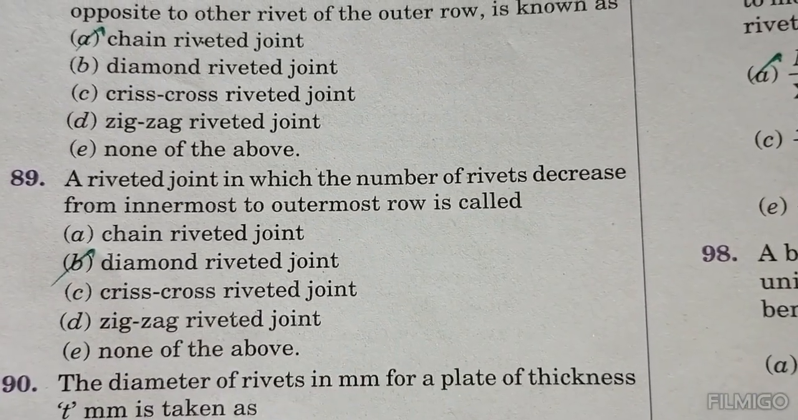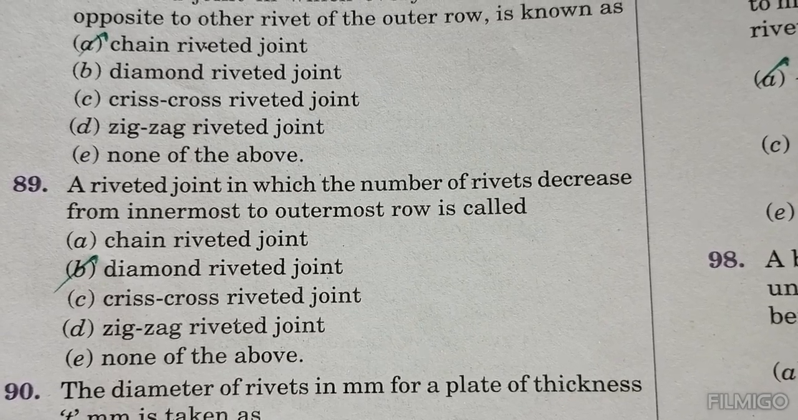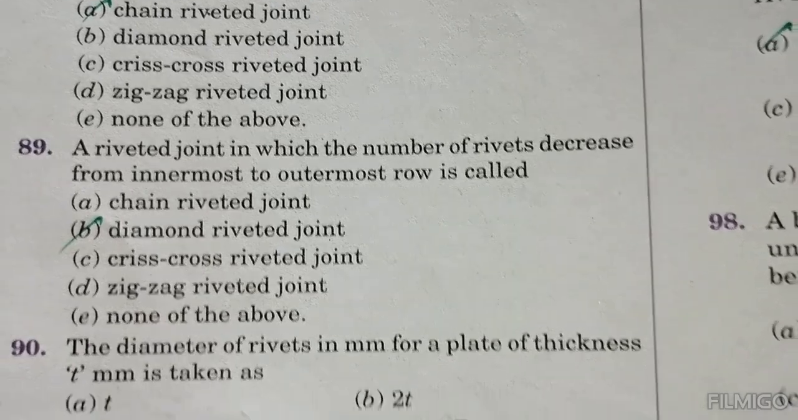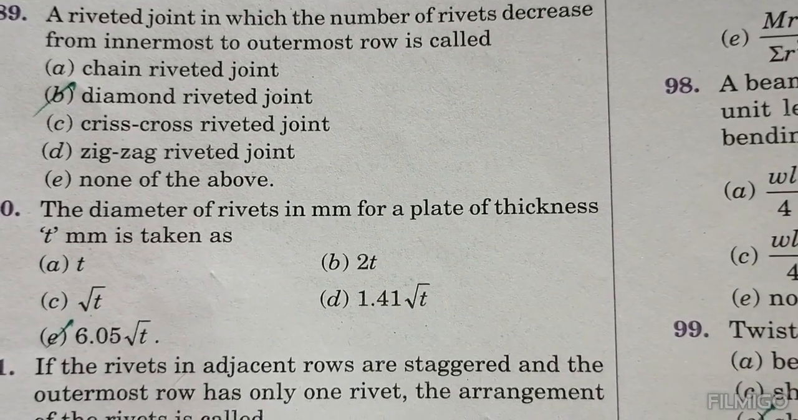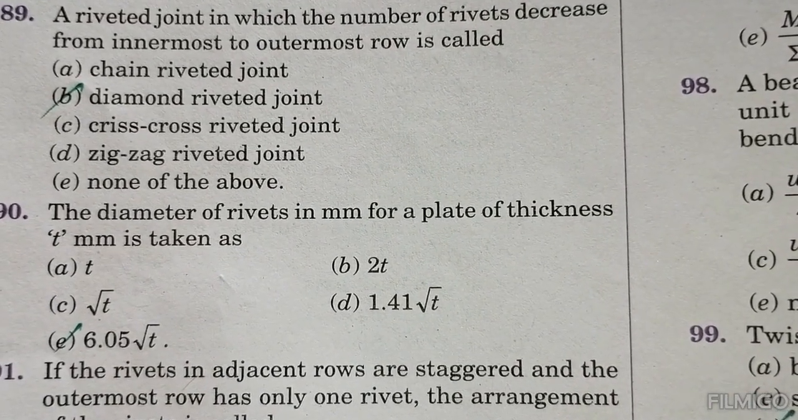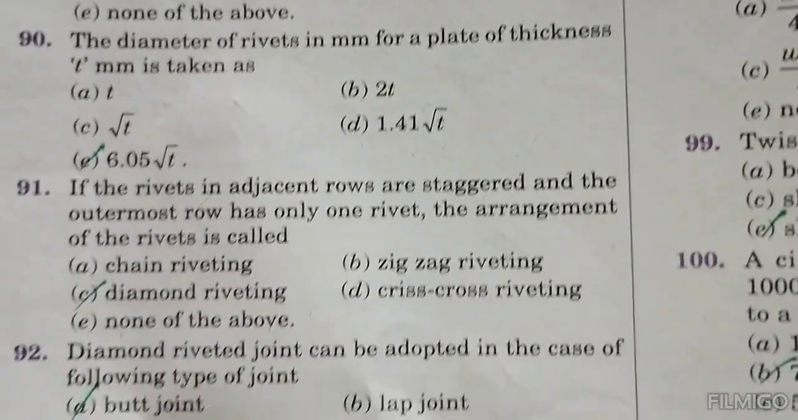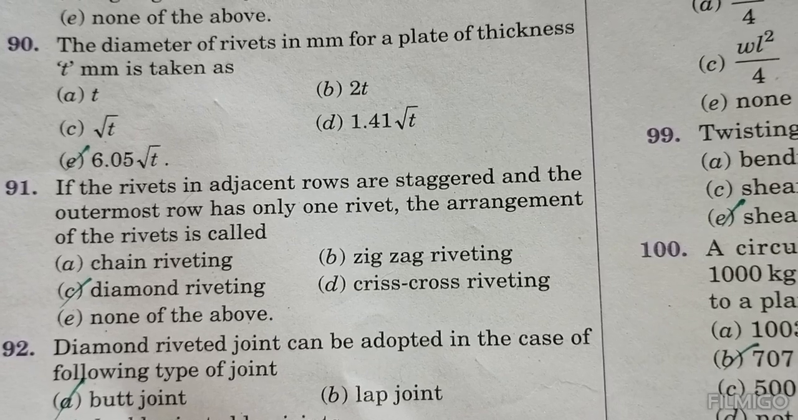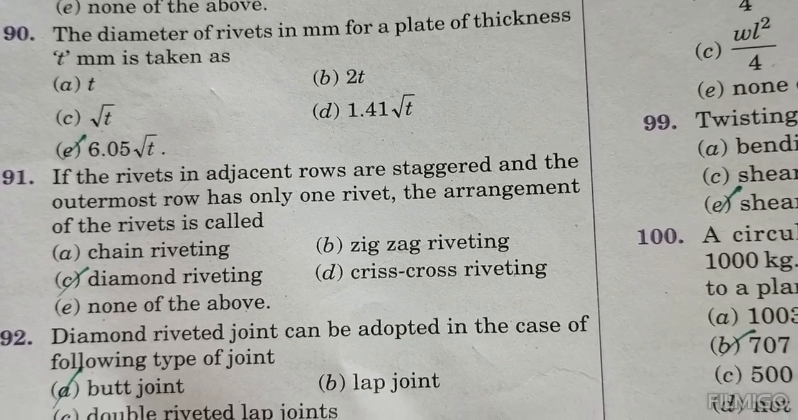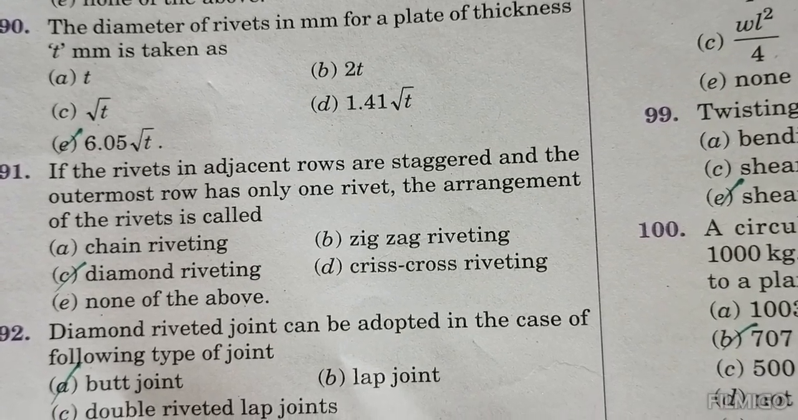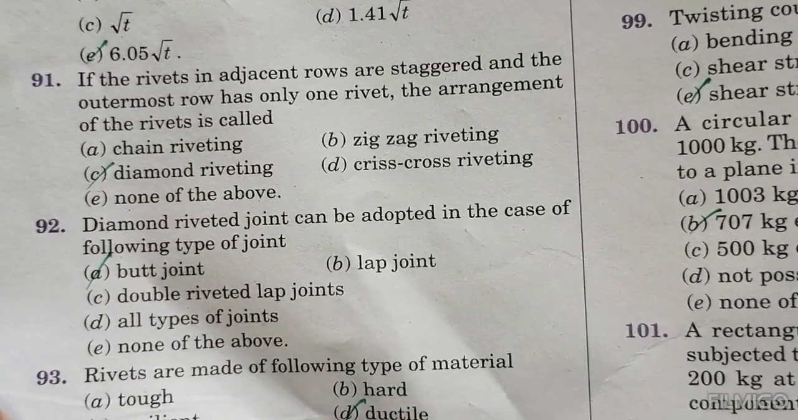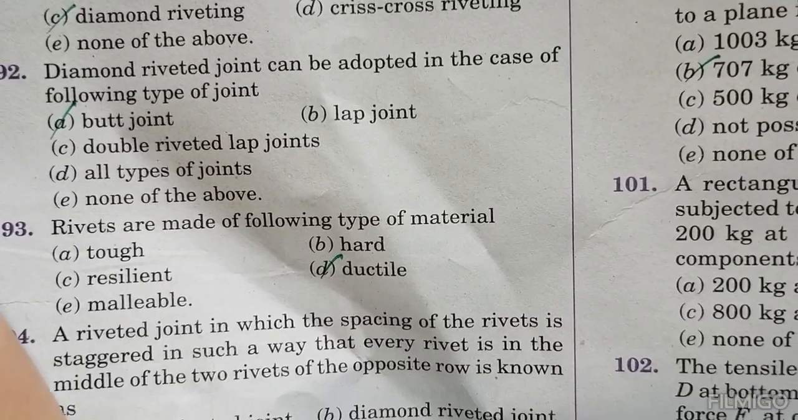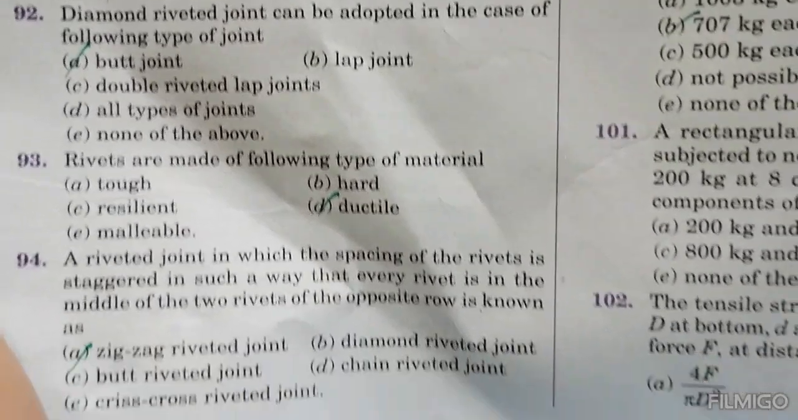A riveted joint in which the number of rivets decreases from the innermost to the outermost row is called a diamond riveted joint. The diameter of rivets in mm for plate thickness t mm is taken as 6.05 root t. If the rivets in adjacent rows are staggered and the outermost row has only one rivet, the arrangement of rivets is called diamond riveting. A diamond riveted joint can be adopted in the case of a butt joint. Rivets are made of ductile material.